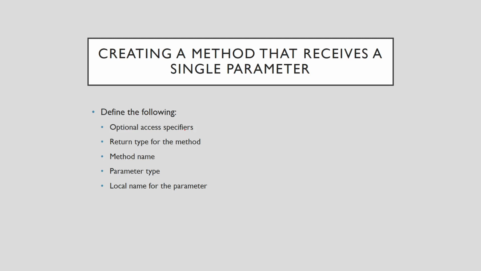Now, for creating a method that receives a single parameter, we have to define the following: the optional access specifier, public, private, protected, or package access; the return type for the method, whether primitive, object, or void; the method name; the parameter type; and the local name for the parameter. The parameter type describes the value that the parameter will receive, either integer, double, or object.